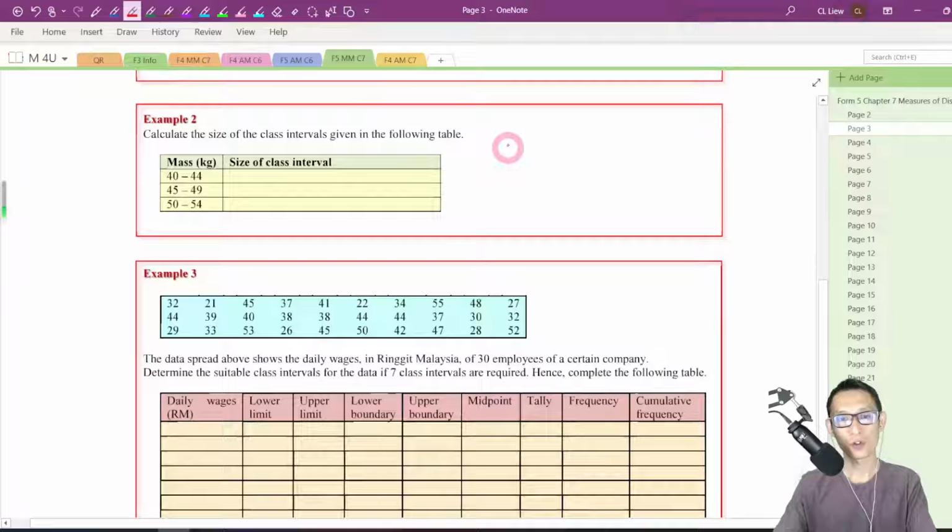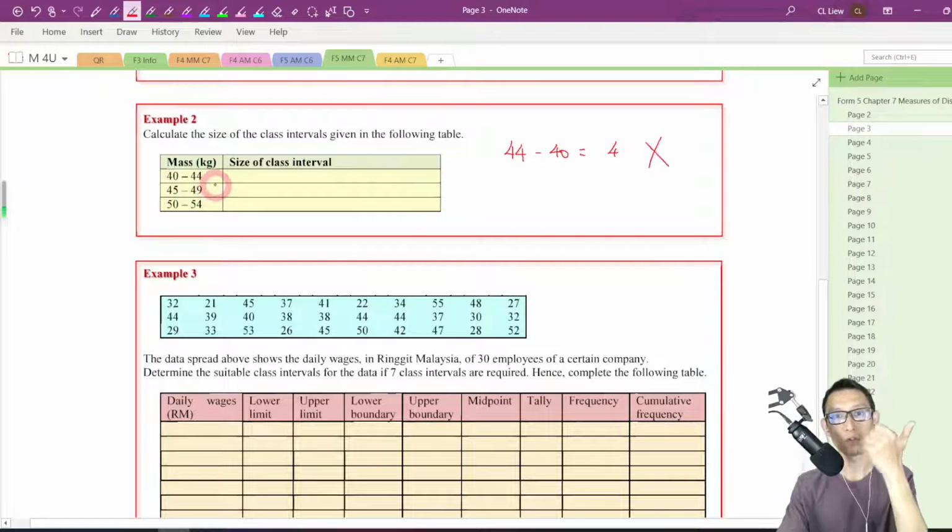For this question, the question is asking you what's the size of the class interval. If you take 44 minus 40, you get 4. This is actually not correct. The size of the class interval here is actually 5. So try to use your finger to calculate 40, 41, 42, 43, and 44. 5. Okay, so how to determine the size of the class interval?